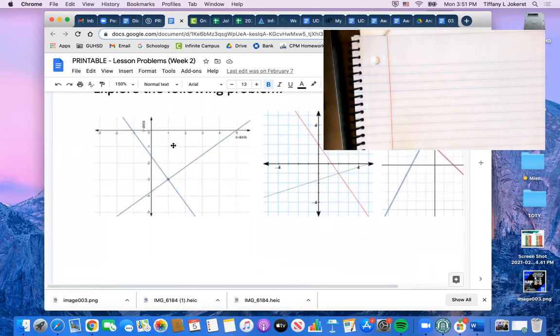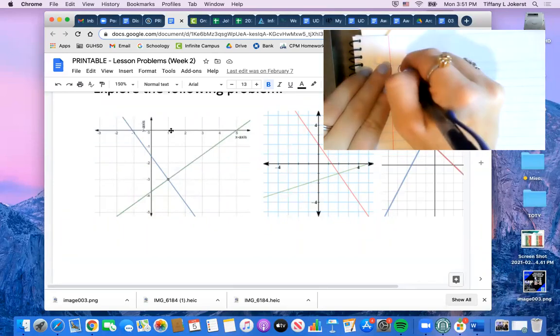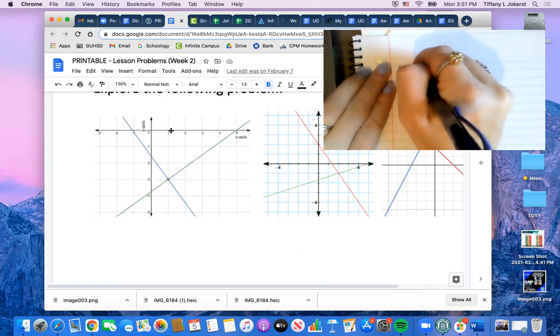So for example, in this graph right here, we're seeing that there's only one point that would be true when I plug it in for both this line and for this line. They only intersect at one place. And that place is at -3 on the y-axis and 1 on the x-axis. So my point that would be a solution would be (1, -3).